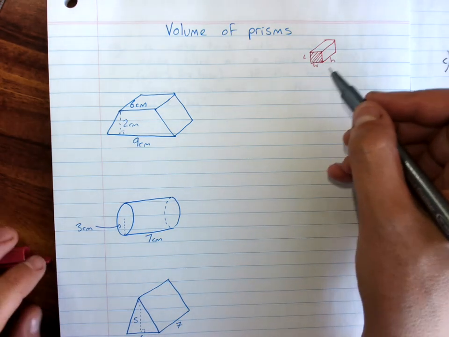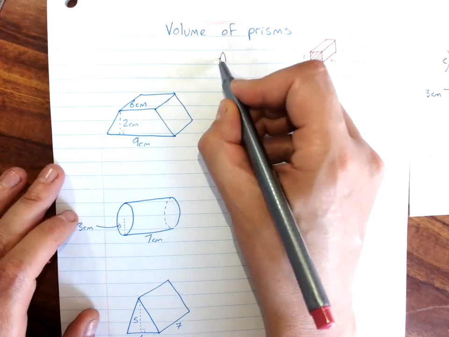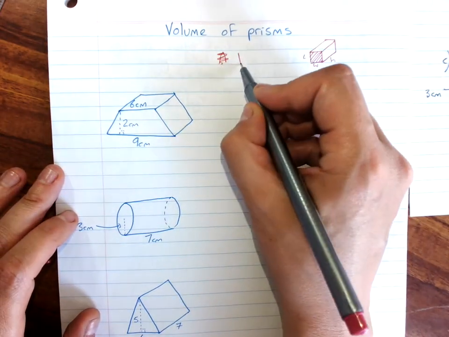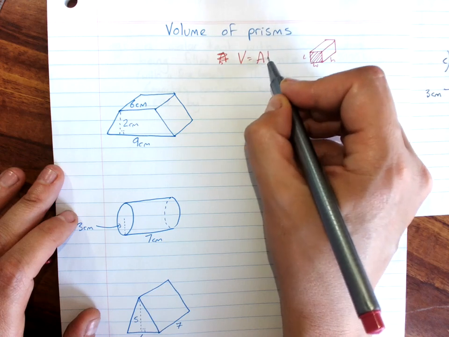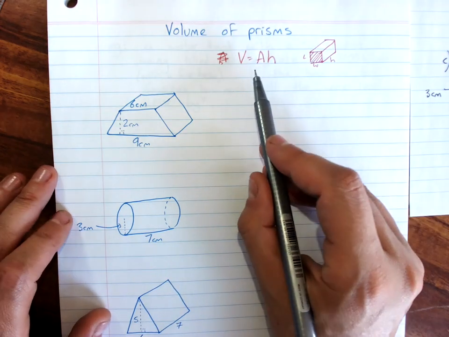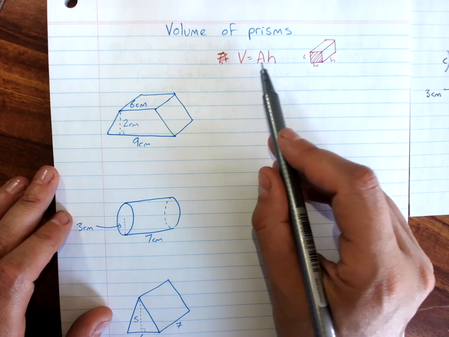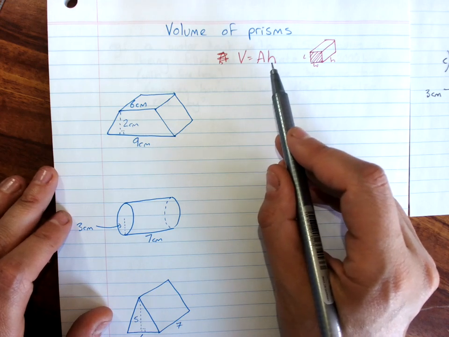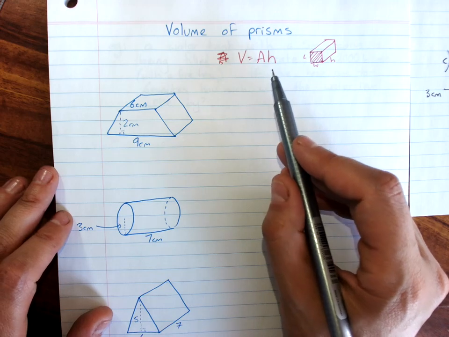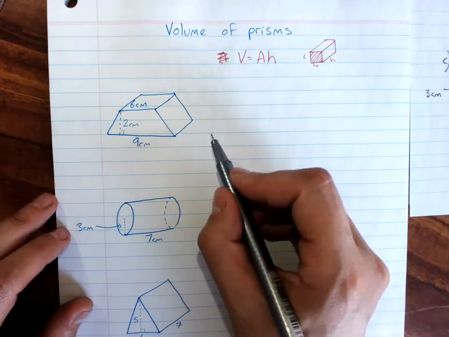Now this gives us the volume of any prism. For volume of any prism, it's area times height. The area of the cross-sectional face, that's the same on the front and the back, and the height, which is the distance between those cross-sectional faces.